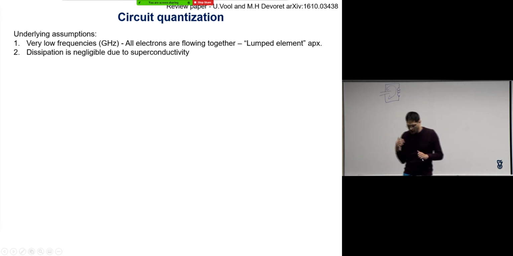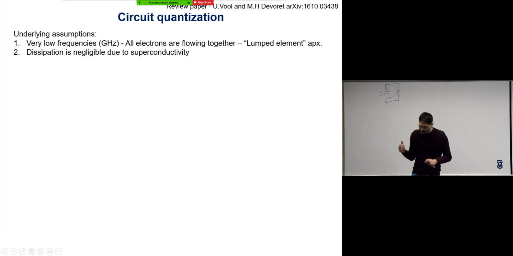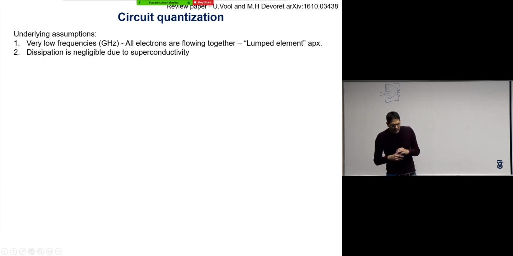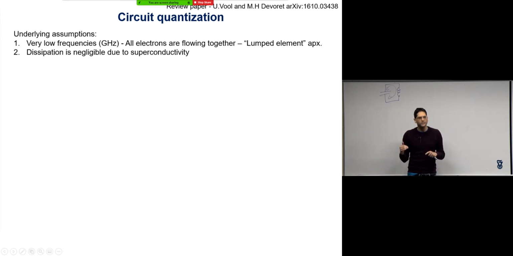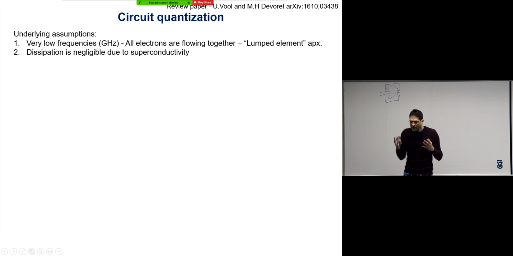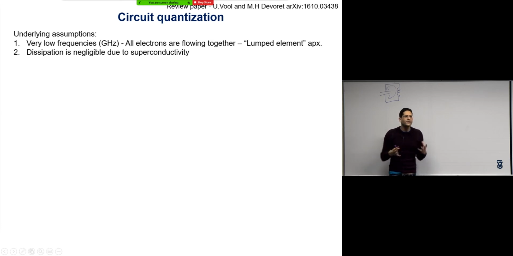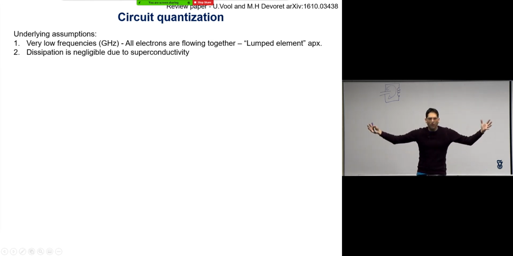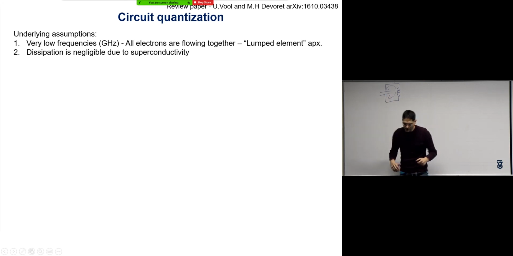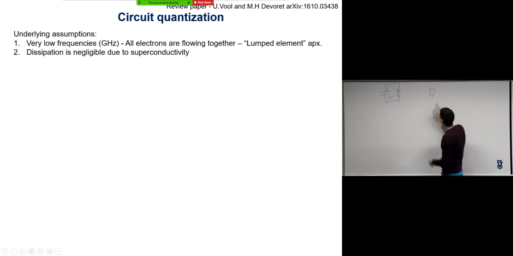Now, when we do the circuit quantization, and when we're talking about these systems, we have certain underlying assumptions. One is, first of all, we're working at very low frequencies. We're going to work at gigahertz frequencies. These are low frequencies, and what it means is that all the electrons are flowing together. So you can think of them as something rigid that is flowing from side to side, or is flowing somehow in the circuit. Also, the wavelength, and this is gigahertz, is much larger than the circuit elements that we're talking about. So the wavelength is much bigger than the capacitor. So we have some circuit element over here, and the wavelength is much bigger than that.